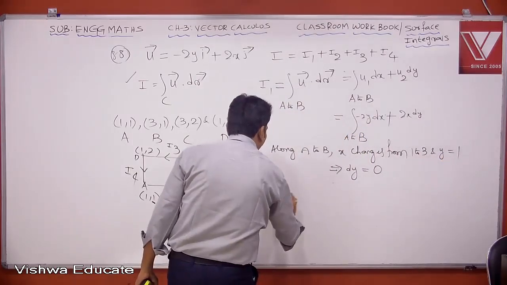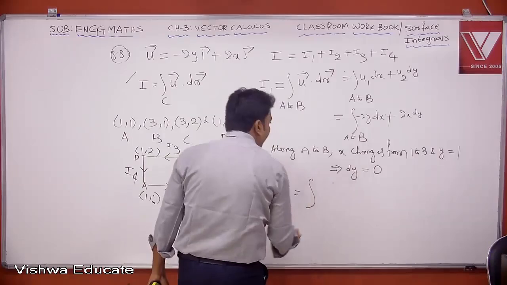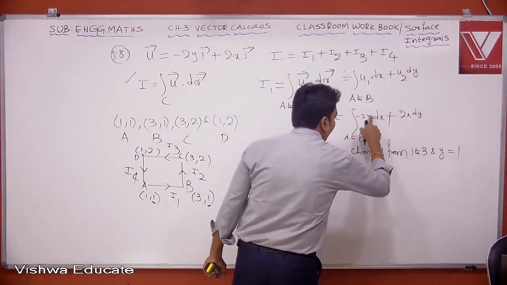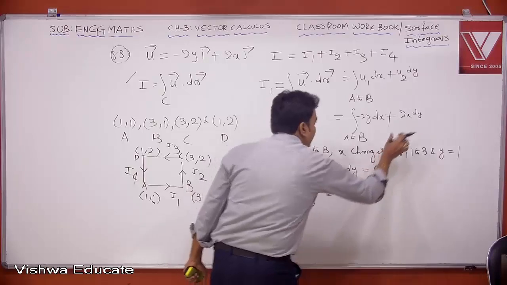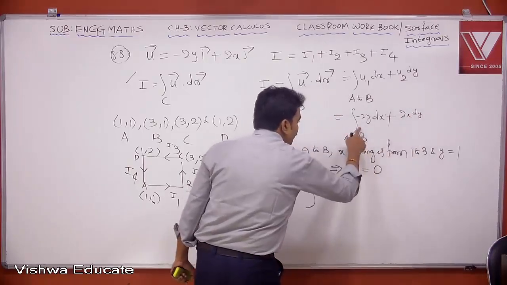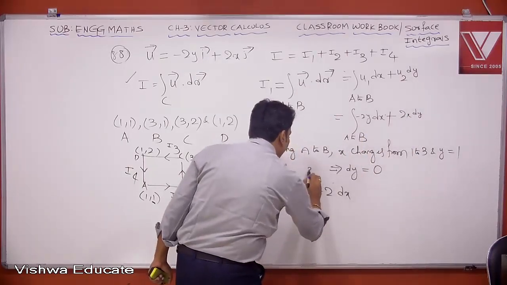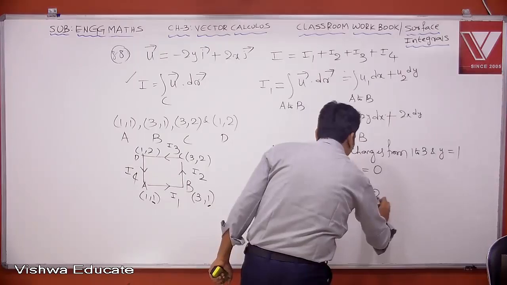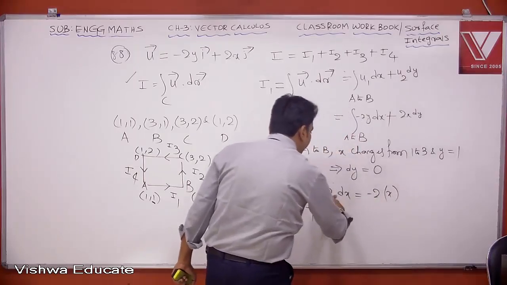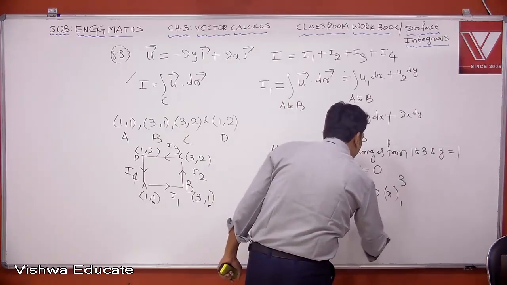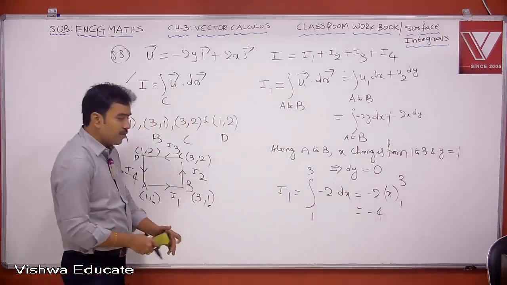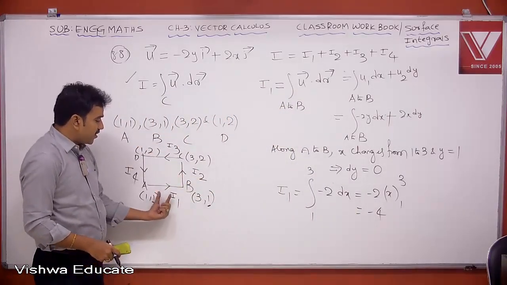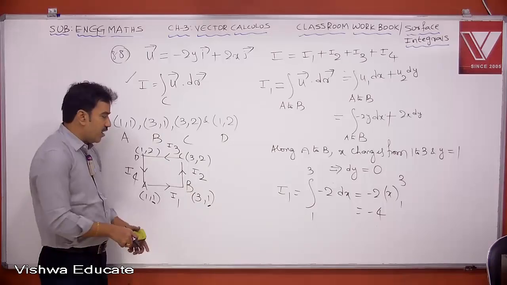Therefore, this line integral I1 becomes integral. Here y value is 1, so replace y with 1. So this is minus 2 dx. But dy is 0. So x limits are from 1 to 3. Therefore, this is minus 2 times integral 1 dx, which is x, with limits from 1 to 3. Therefore, this is minus 4. So the first integral, that is line integral I1, is minus 4.